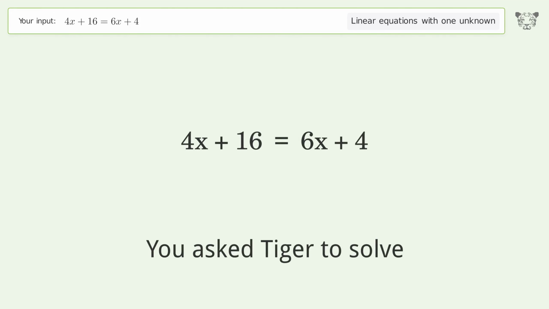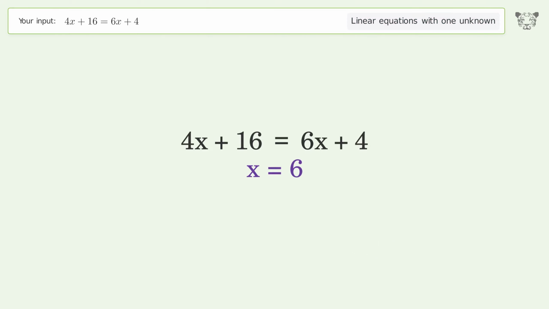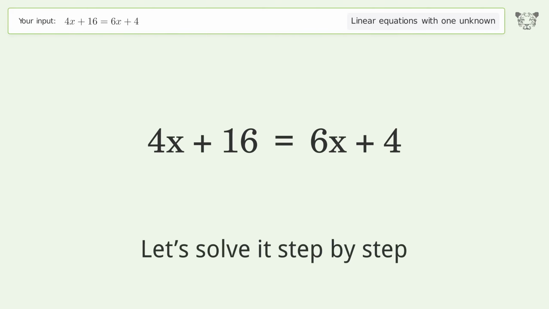You ask Tiger to solve. This deals with linear equations with one unknown. The final result is x equals 6. Let's solve it step by step.